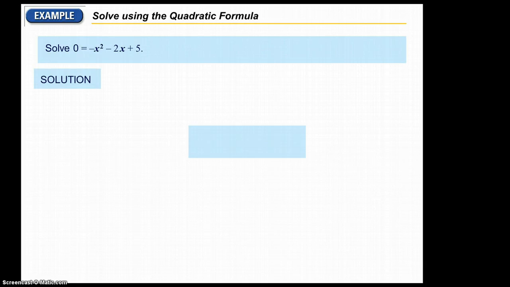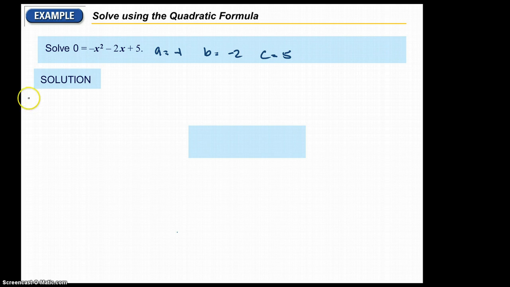All right, your next example is this one right here. Some people like to move everything so that it's positive. You really don't have to. As long as you have one side equal to 0, you are golden. So you can go right ahead here and label a, b, and c. So your a equals negative 1, b equals negative 2, and your c is equal to 5.